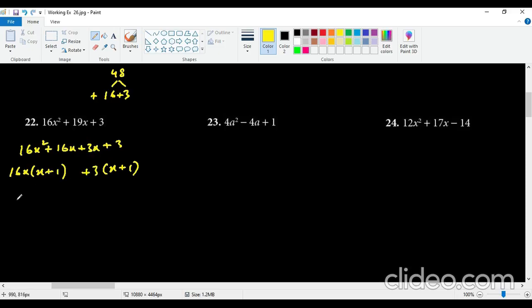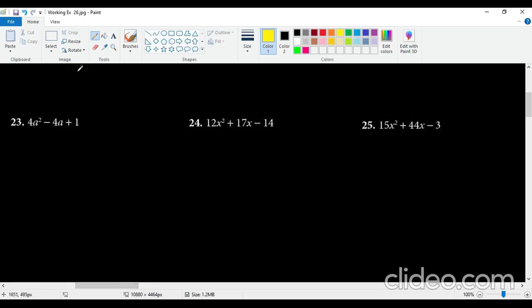So 16x plus 3 in one bracket, and x plus 1 in another bracket. So 16x plus 3 and x plus 1 is going to be the answer for this question. Moving on to question number 23.